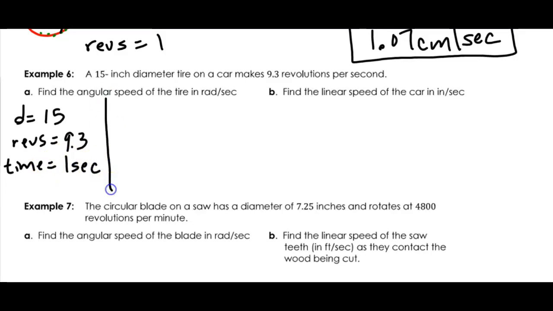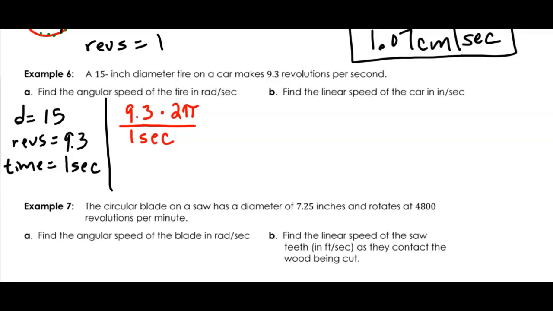Okay, so that's kind of like your list of information you need. So for your angular speed, all you need to know is your number of revolutions, which is our 9.3, times 2 pi, because it takes up 2 pi radians per revolution. So number of revolutions here times the angle that it moves through over our time. So our time here was 1 second. Okay, and then you can just multiply that out.